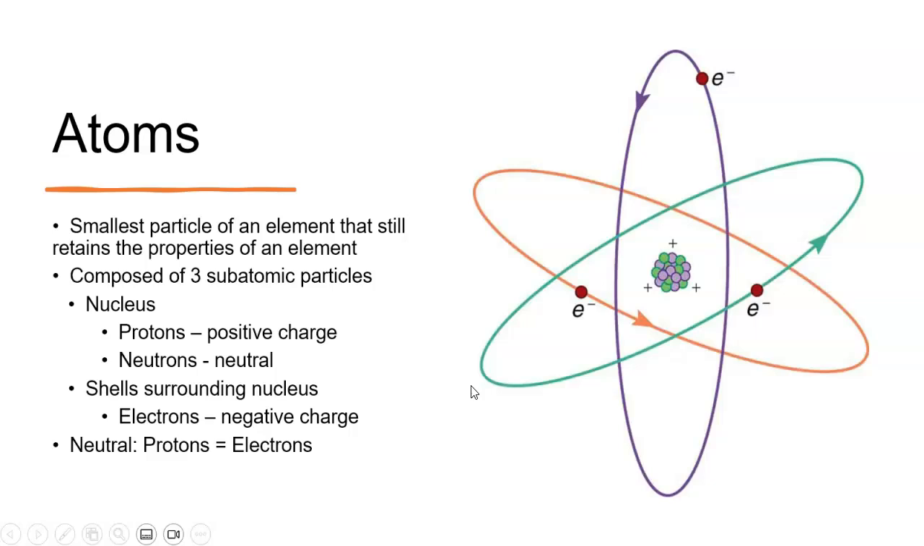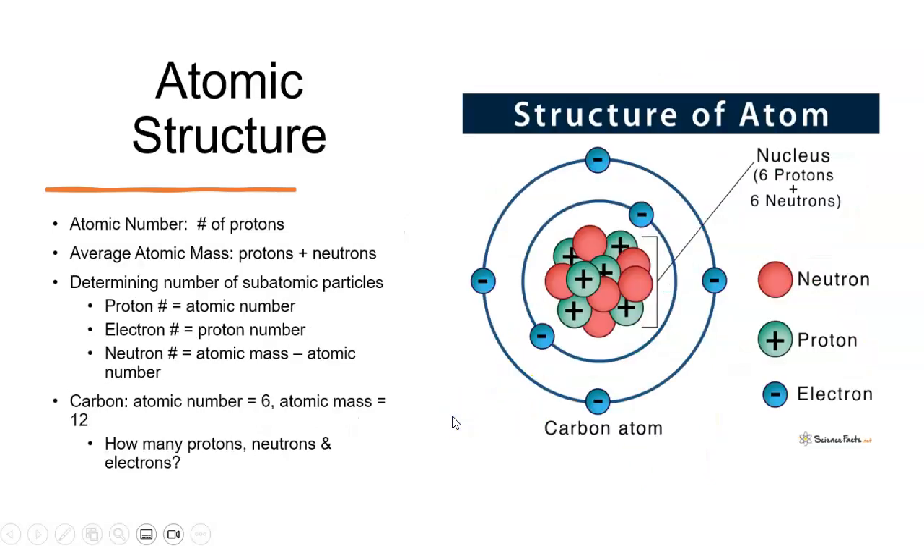Each element has atoms that have different numbers of these subatomic particles. But the one thing that is consistent with these subatomic particles: protons always have a positive charge. Electrons always have a negative charge, and neutrons are neutral. So remember, they're in here with the protons. So an atom is neutral because the number of protons that have a positive charge is equal to the number of negative charges on the electrons.